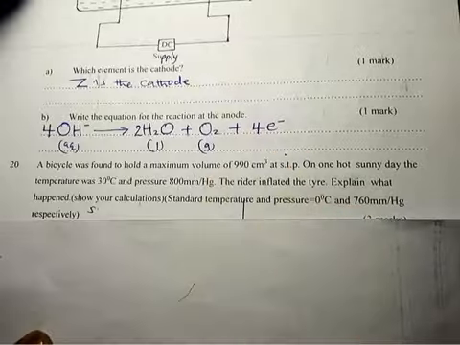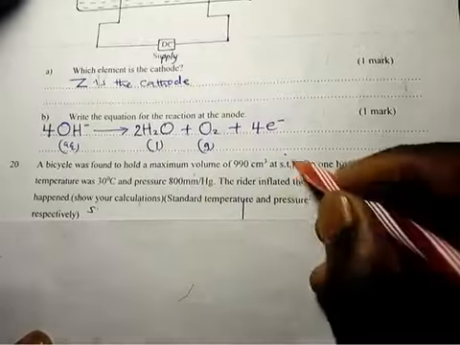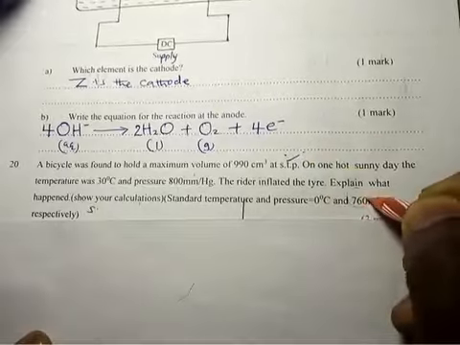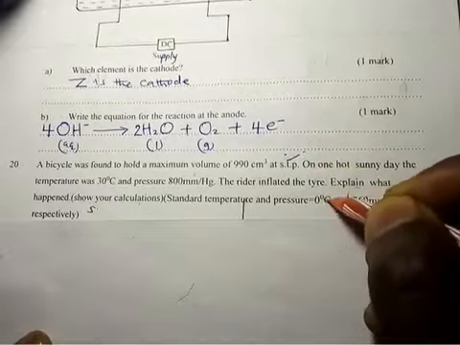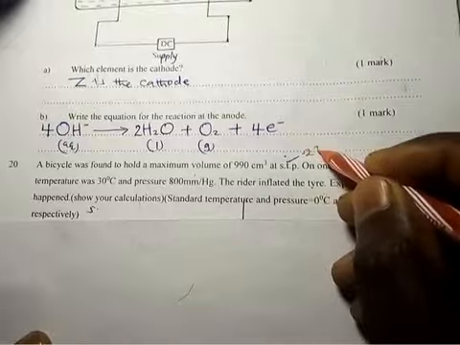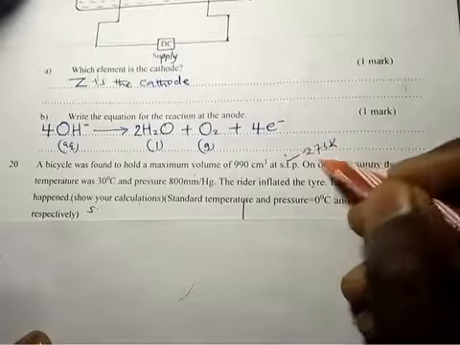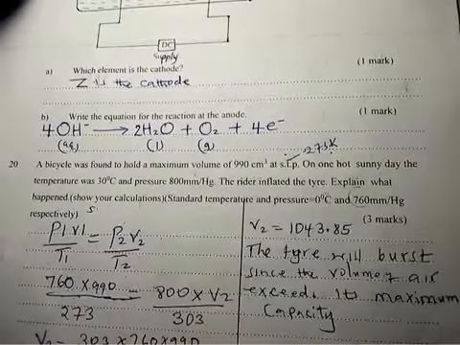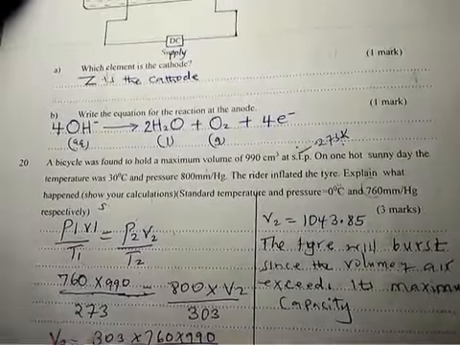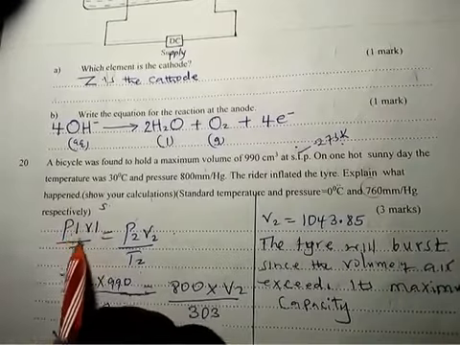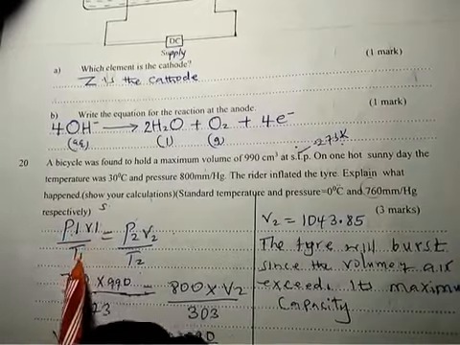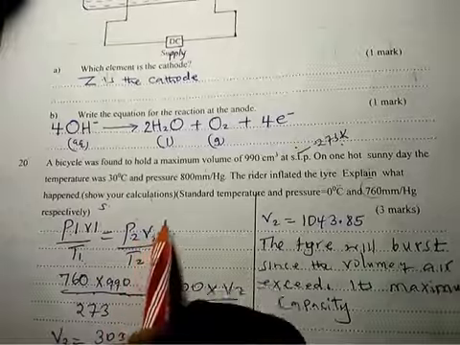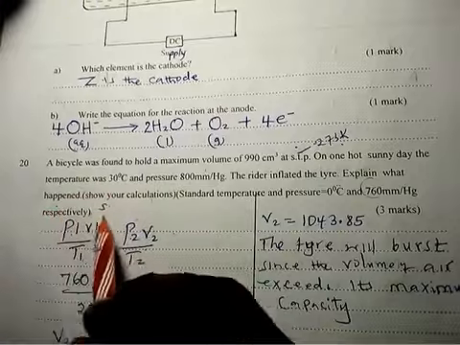So we use the formula. First you need to know that at STP, this is the pressure, and the temperature is 0 degrees. 0 degrees is the same as 273 Kelvin, because here we don't use temperature in degrees, we use temperature in Kelvin. So pressure 1 times volume 1 divided by temperature 1 will be equal to pressure 2 times volume 2 over temperature 2. So for us to comment on what happened, we must first calculate the volume.